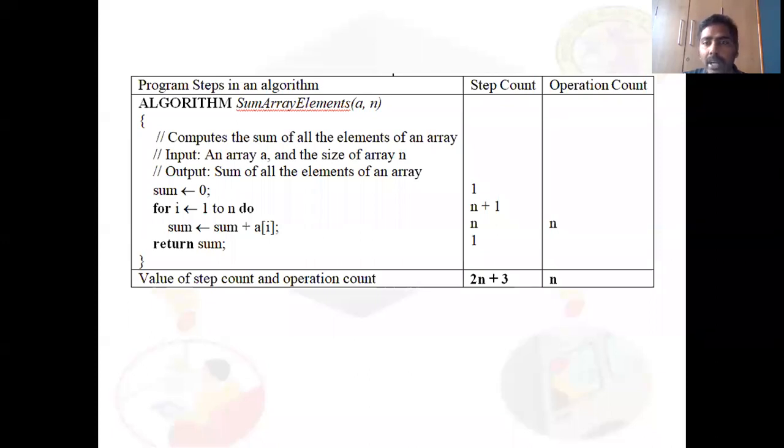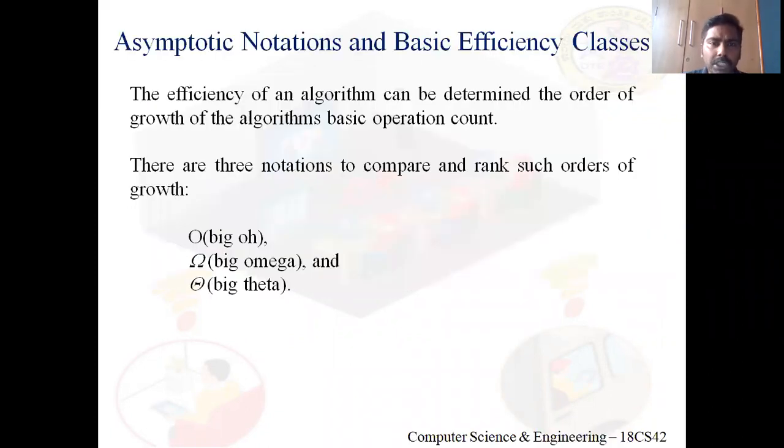I mean, for any algorithm when you need to analyze or determine its efficiency, you need to identify what the basic operation of that algorithm is, and how many times that basic operation is going to execute, and you need to tell me the count of that basic operation. Clear? So now we'll come back to asymptotic notations and basic efficiency classes.